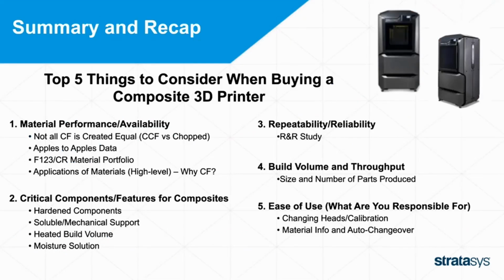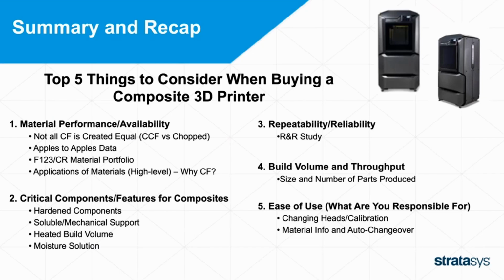Hopefully we've covered these 5 topics, and we'll just recap those. So the material performance availability, not all CF is created equal. Not all carbon fiber is created equal. You need to make sure you're looking at apples to apples data. What you're looking at, is it aligned tool paths? What are the conditions of that testing? So understanding what the terms of the testing are is important to understanding what your material performance is.